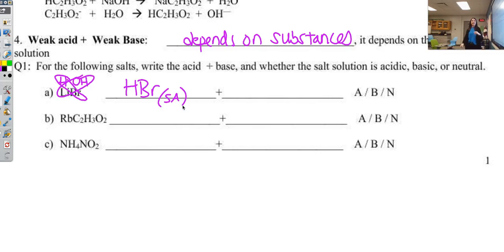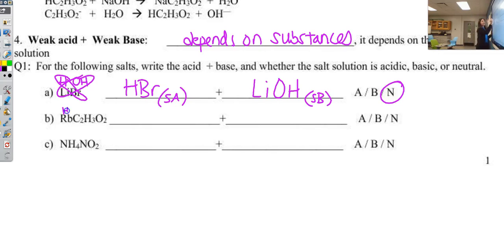What base are we going to get? LiOH. Strong or weak? Strong. It's one of the 1As. Lithium is one of the 1As. When you react a strong acid and a strong base, what do you expect it to be? Neutral. Awesome. Okay, let's try the next one.